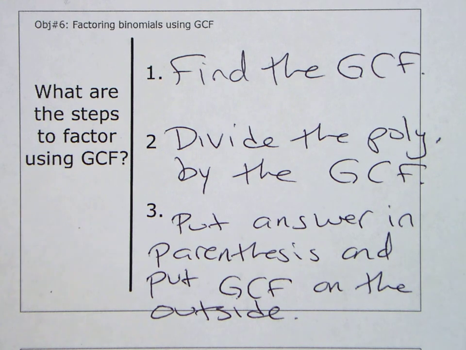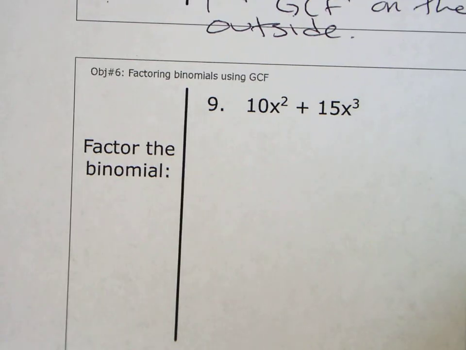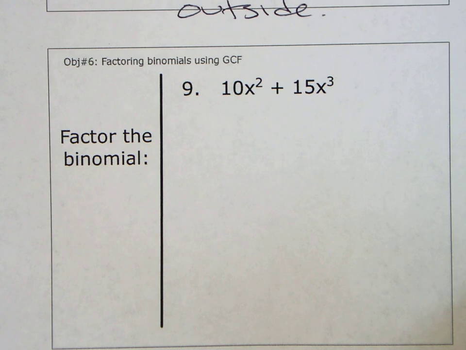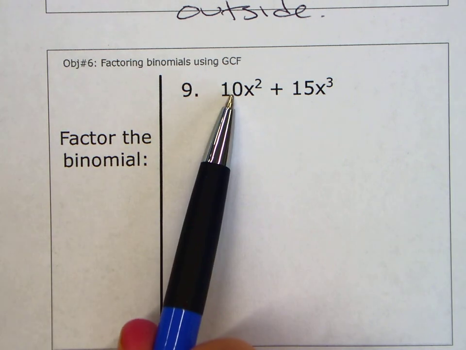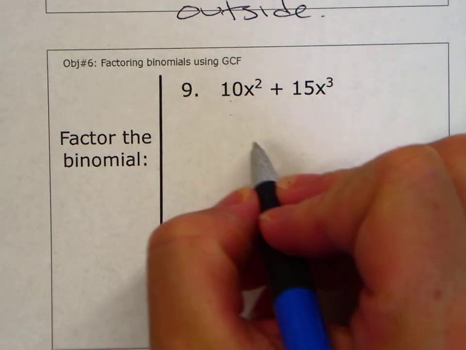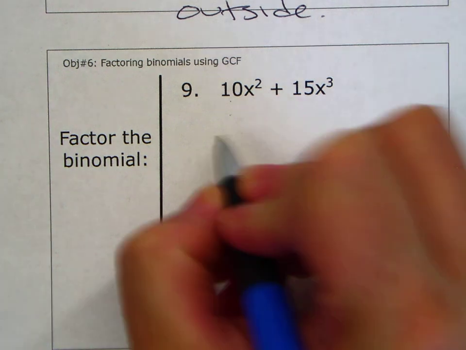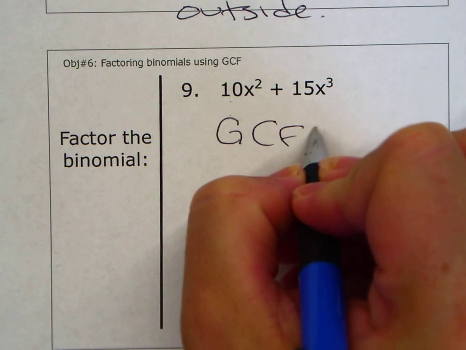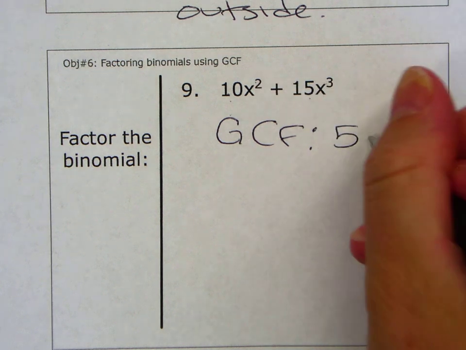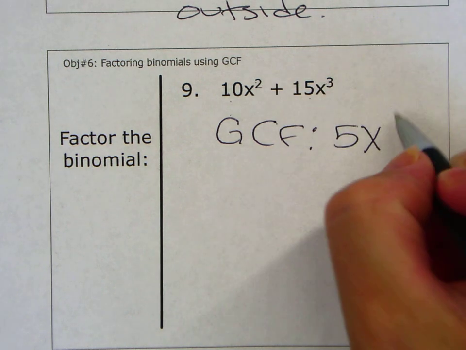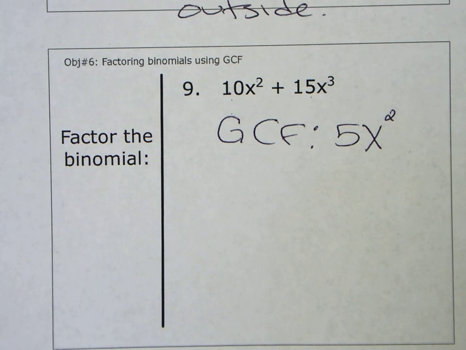All right. Number 9. Try it on your own. Pause the video. All right, step 1, we're finding the GCF. What goes into both 10x squared and 15x to the 3rd? So the GCF, 10 and 15 is 5, and then take the smaller x. X, what's smaller, 2 or 3? 2. So that's step 1.